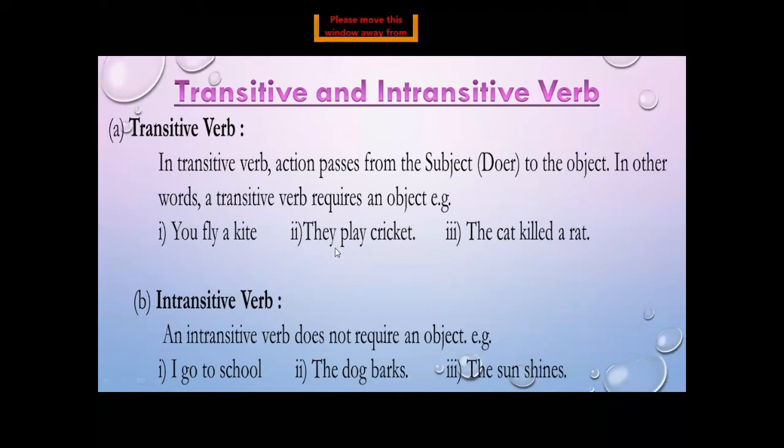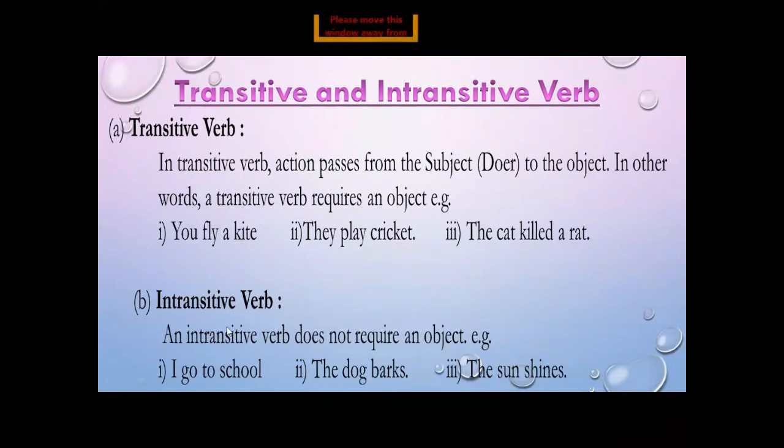So here the subject is they, play is the verb, and cricket is the object. And without cricket, without object, the sentence will be incomplete. And the third example is the cat killed a rat. The cat is the subject, killed is a verb, and a rat is the object. If we say the cat killed, there will be a question mark: what did it kill? So when we say the cat killed a rat, then the sentence completes.